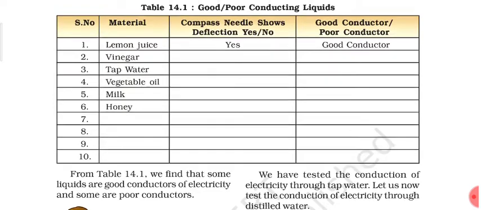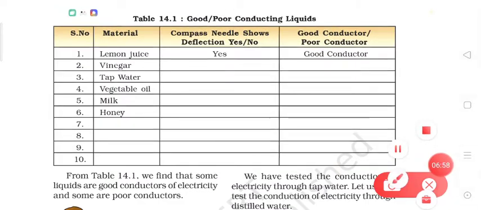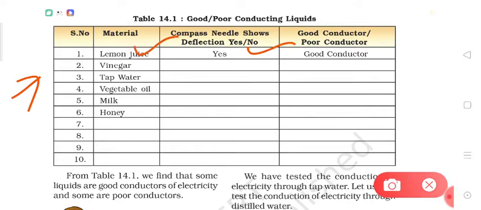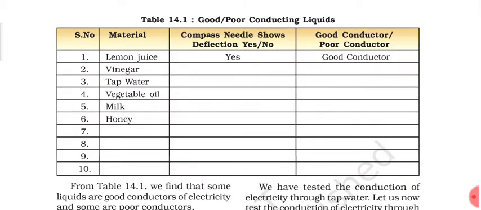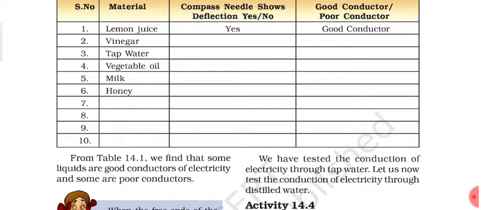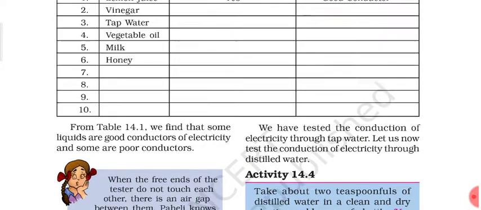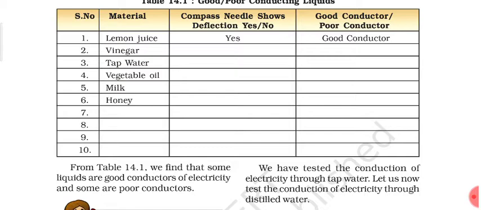While you are conducting this activity, you will be recording your observations in this table. First you will dip into lemon juice, then you will see whether the compass needle shows deflection, yes or no. If yes, you will write yes here, and then you will write good conductor. In this way you will keep noting the observations here. Students, you will find that lemon, vinegar, tap water, milk, these are liquids which are very good conductors of electricity, right? So I am not going to disclose all the results. You may perform this activity at your home, but only with the help of your elders.